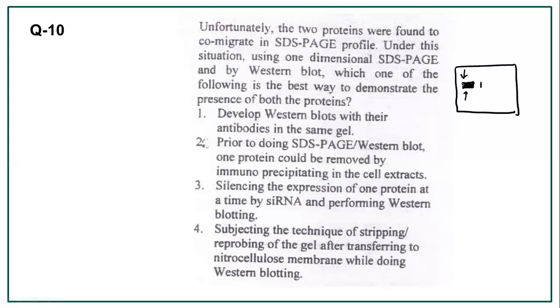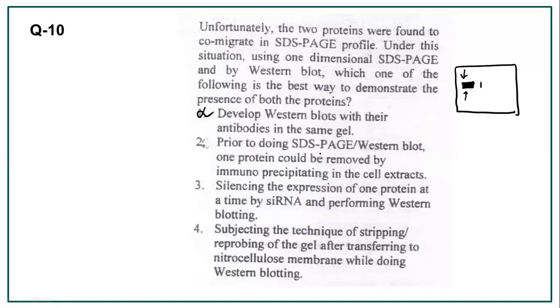As they are co-migrating in the same area, if you are using the antibody for that protein, you will not be able to detect them, because the two proteins are in the same area, co-migrated, so they will not be equally bound by those antibodies, right? So that's why this is not correct.